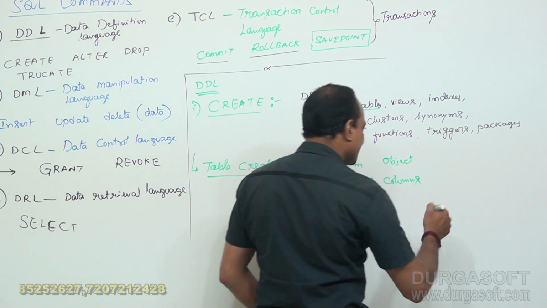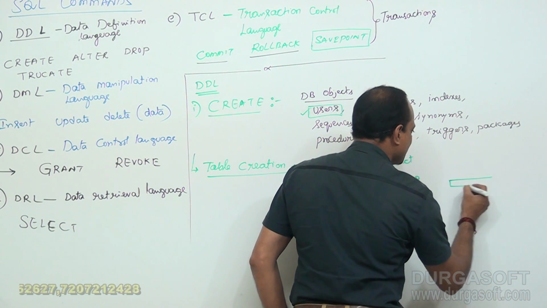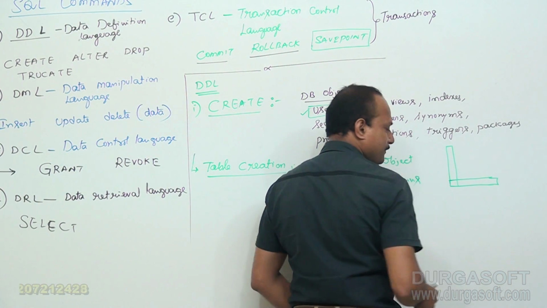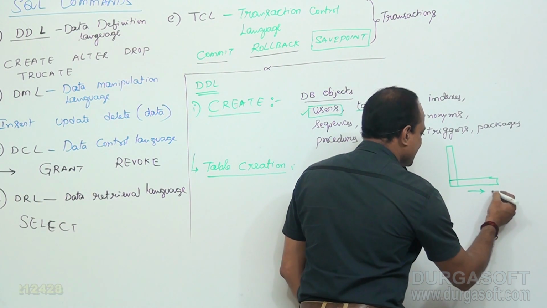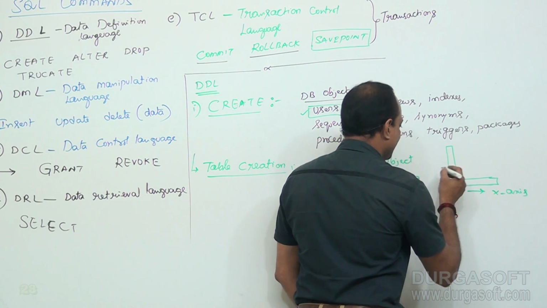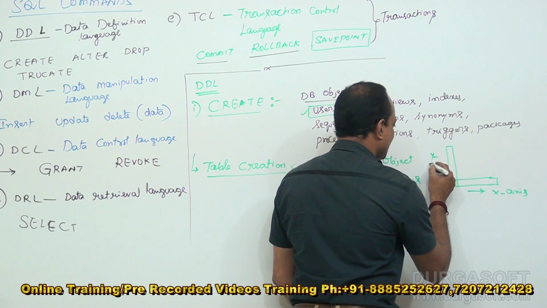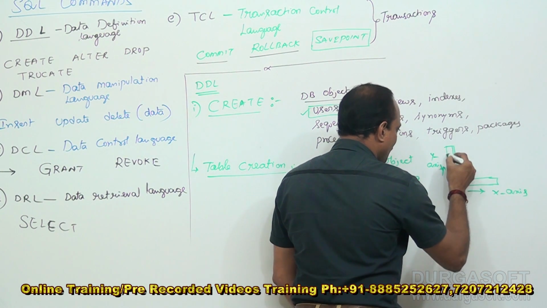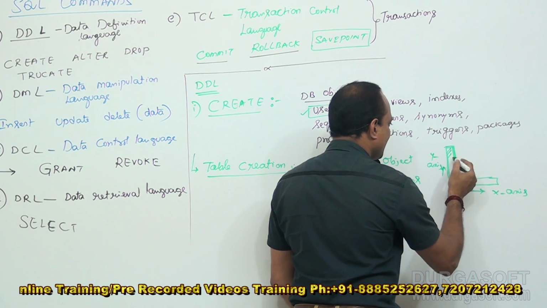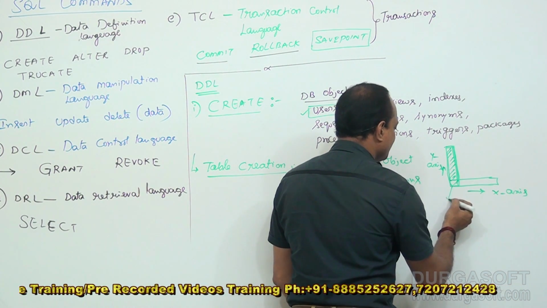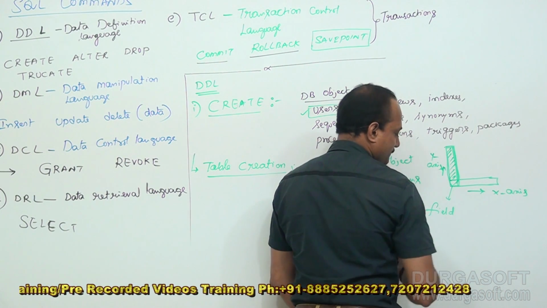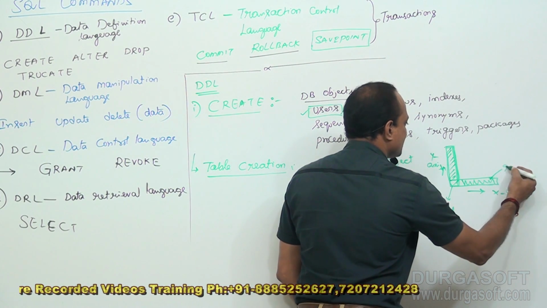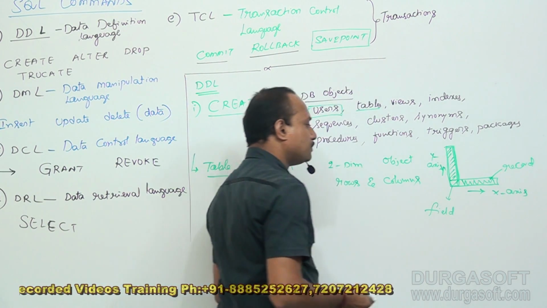What is a row? Horizontal information is called a row. What is a column? Vertical information is called a column. Can I say this is the x-axis? Yes. Can I say this is the y-axis? Yes. The information considered vertically is called a field. The information stored horizontally is called a record or row.